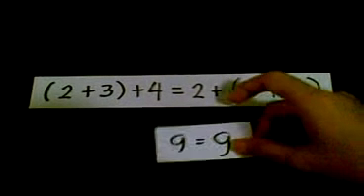Next example, quantity 2 plus 3, plus 4 is equal to 2 plus quantity 3 plus 4. First, add the numbers inside the parentheses. 3 plus 4 is equal to 7. 2 plus 3 is equal to 5. Add 4 and add 2, that would yield 9.